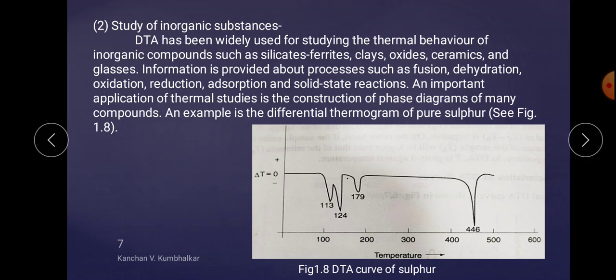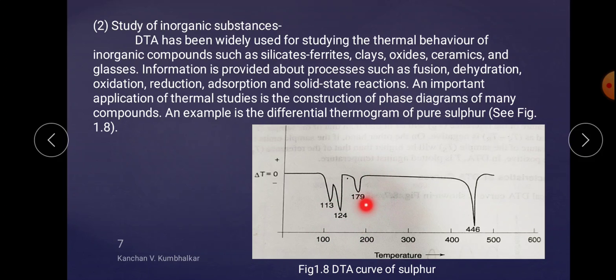In this case, the DTA curve can also be identified as a phase diagram on the basis of this. For example, in sulfur, 113 is considered as the transition of rhombic to monoclinic. Next is liquefaction, where solid gets converted into liquid, then the liquid to vapor phase, which is boiling. This is the solid transition. This is solid to liquid, that is liquefaction, melting.